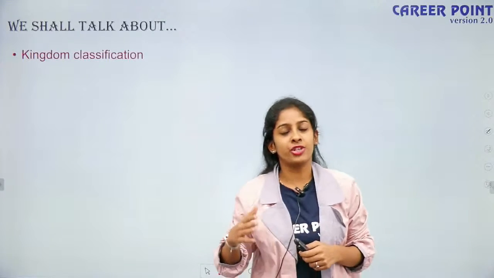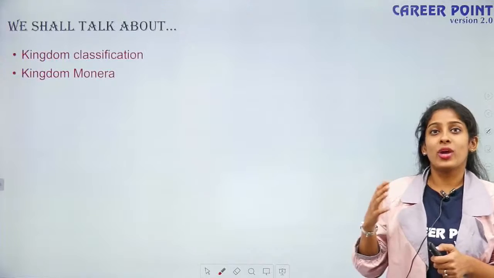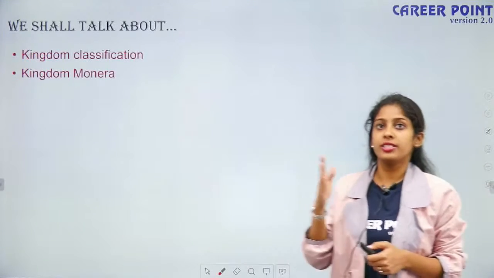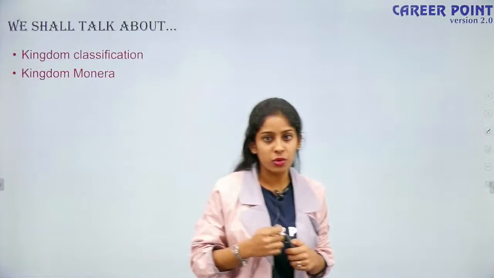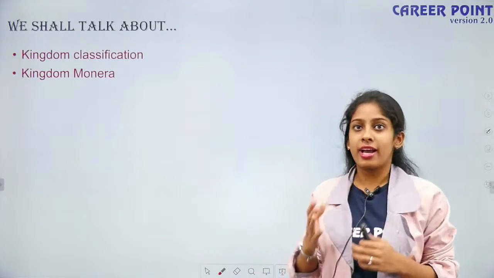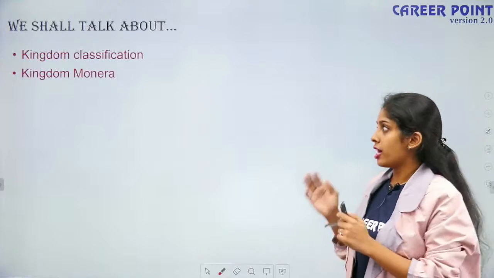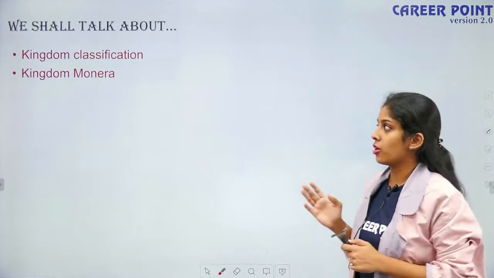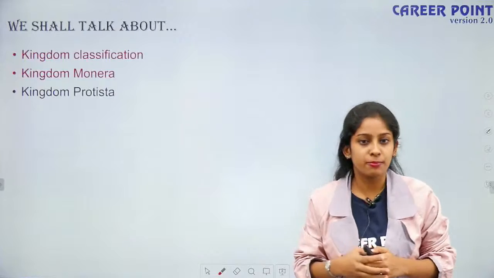We were talking about the kingdom of classification, and why classification was essential. Then we spoke about the various kingdoms. Initially you had 2 kingdom, 3 kingdom, 4 kingdom, and finally the 5 kingdom was the most validated one. We have been talking about the 5 kingdom classification. It has kingdom Monera. Monera are basically prokaryotes. We have been talking about kingdom Monera. Today we'll start with kingdom Protista.